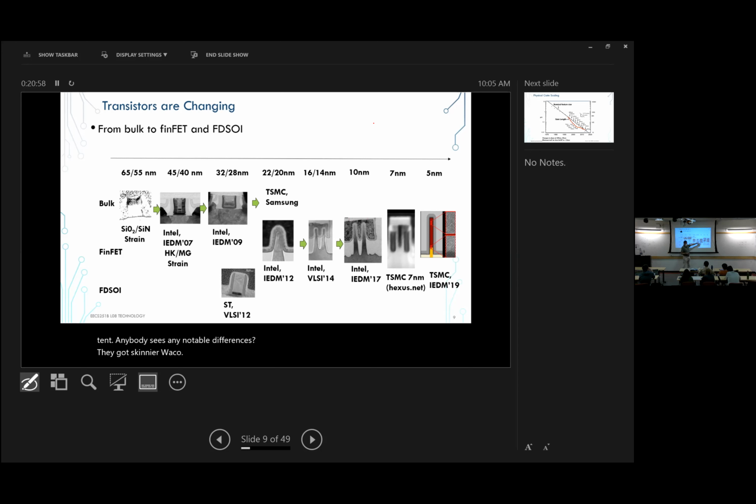This is what we have been seeing in every technology now. These things have been getting taller. Why? Yeah, getting a better hold over the channel, wrapping around that channel to make sure that you can turn it off. But also, you get more volume to carry the current, so you can keep high enough currents while being able to turn off the transistors.